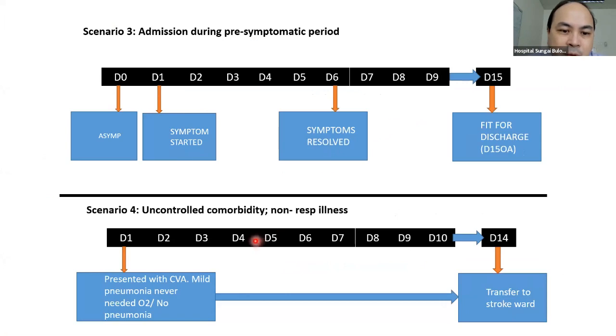Okay, and for those with uncontrolled comorbidities, let's say they need to be in hospital for some other reason, because they've got a stroke, or whatever other disease, a fractured leg or something like that. In this case, the patient presented with a CVA, with mild pneumonia, never needed oxygen. After 14 days, you can take him out of the COVID ward and put him in whatever ward he actually needs to be in, whether they are pregnant or need to go for rehab and all that. Okay.